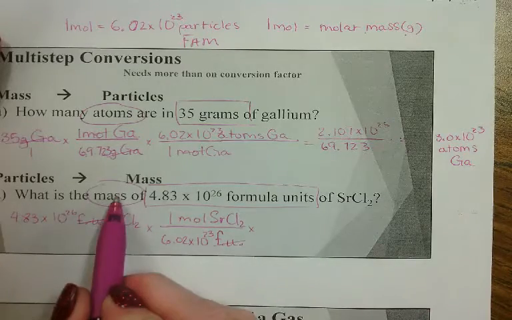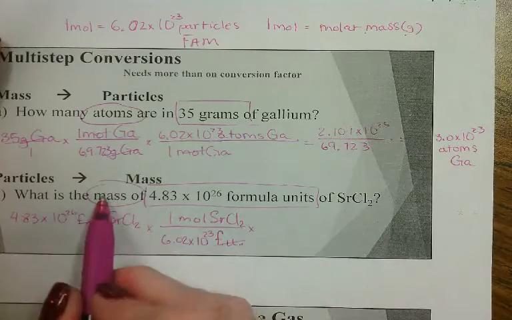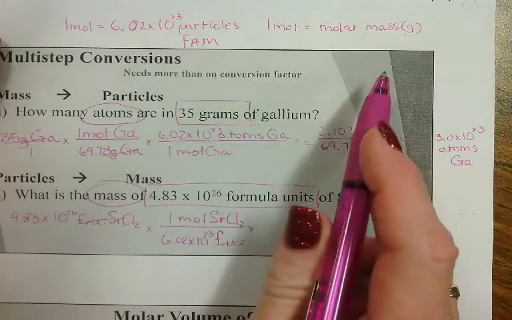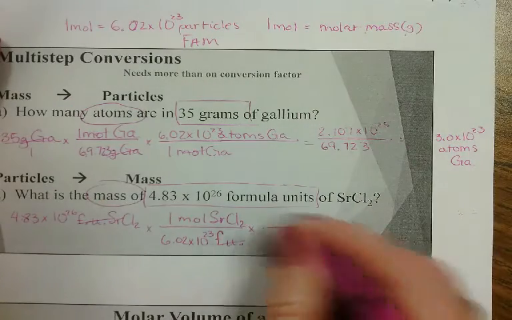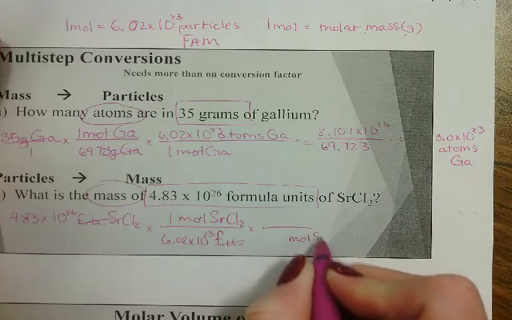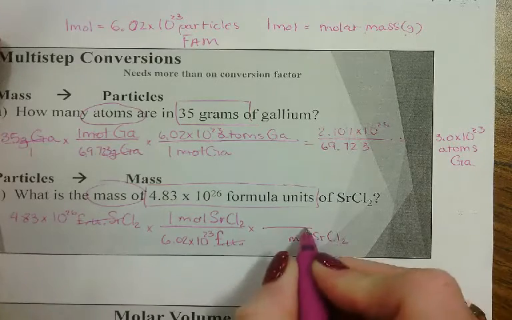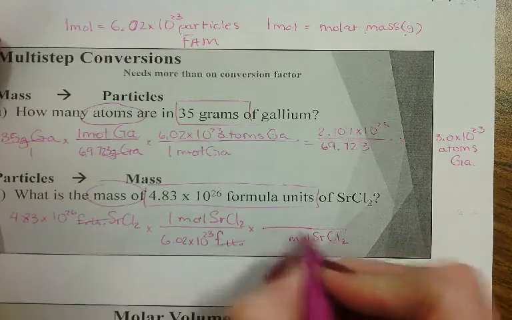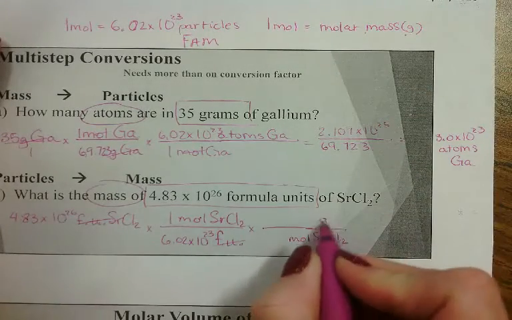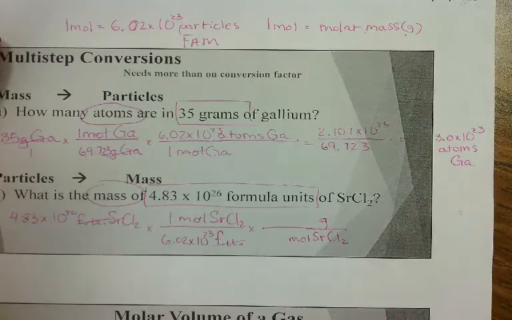Well, I'm at moles right now. I need to go to mass. I'm not where I want to go. So I'm going to use this conversion factor up here: 1 mole is equal to molar mass. So just go down the unit. I put moles of strontium chloride in the denominator, and then I'm going to put molar mass of strontium chloride in the numerator. I have to figure out what that is.